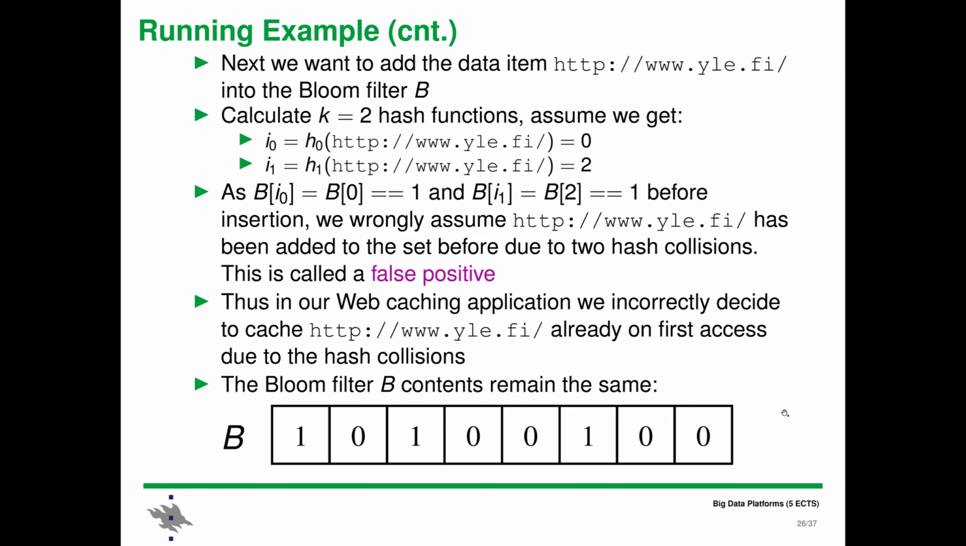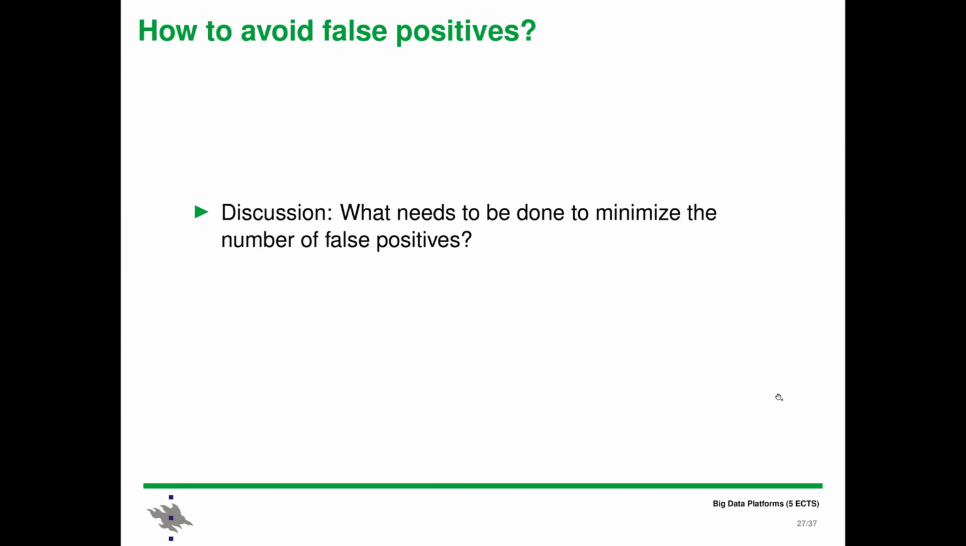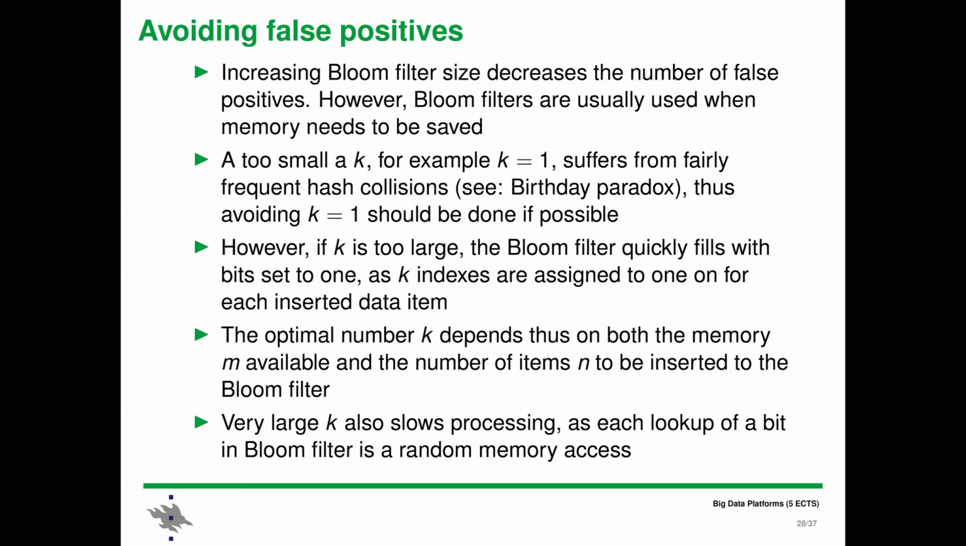Now let's talk a bit more about what needs to be done to minimize the number of false positives. As said, increasing the filter size decreases the number of false positives. However, Bloom filters are usually used when memory needs to be saved, so you might not want to make your Bloom filters really massive.